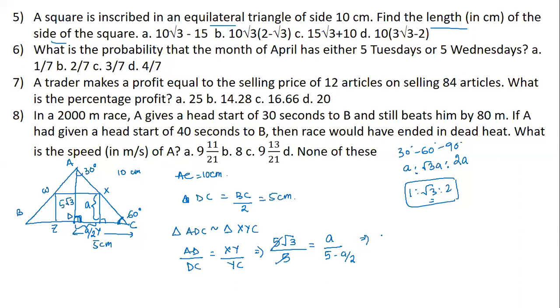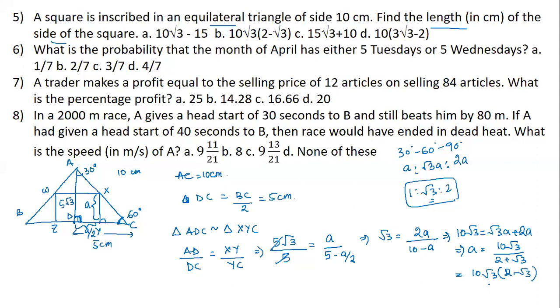This 2 gets to the numerator, which is root 3 is equal to 2A divided by 10 minus A. I can say 10 root 3 minus root 3A, or rather take root 3A to the other side and I'm getting root 3A plus 2A. So the value of A is basically 10 root 3 divided by 2 plus root 3. Rationalize this, you'll get 10 root 3 into 2 minus root 3. This is basically the answer, which is option number B.